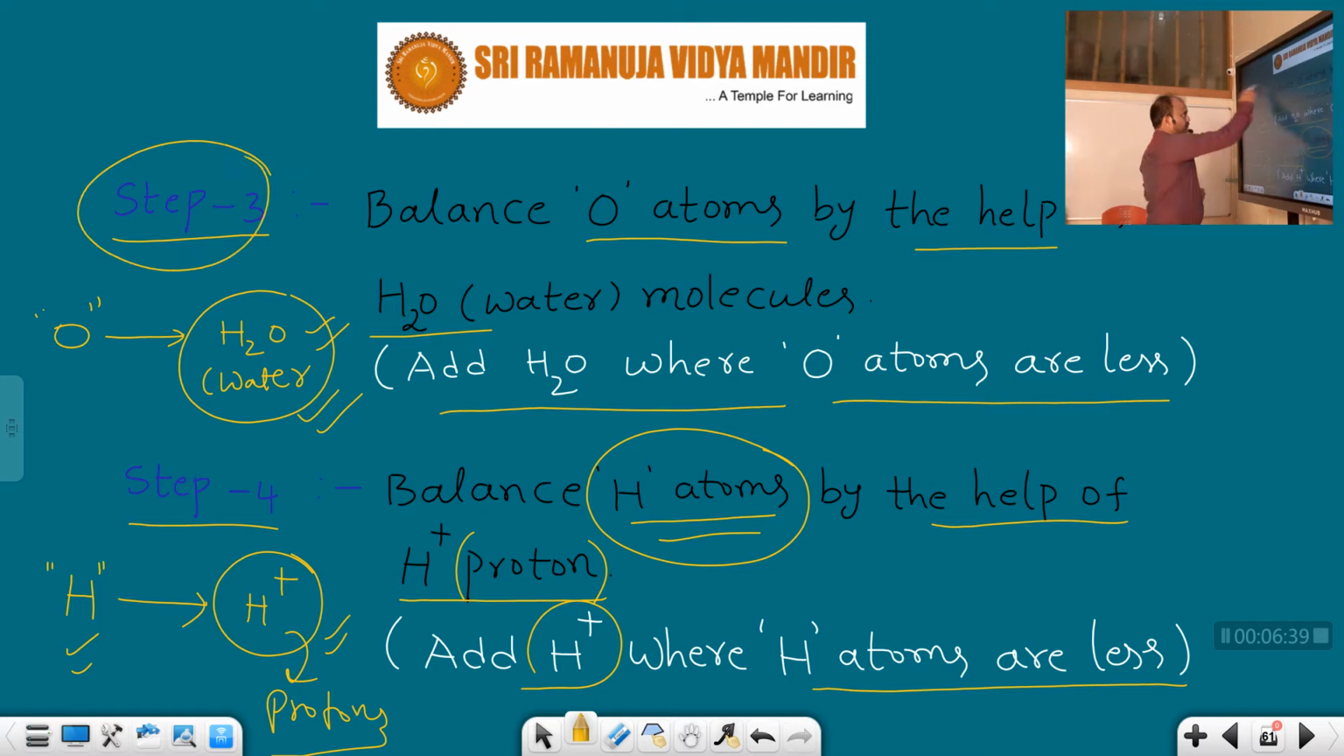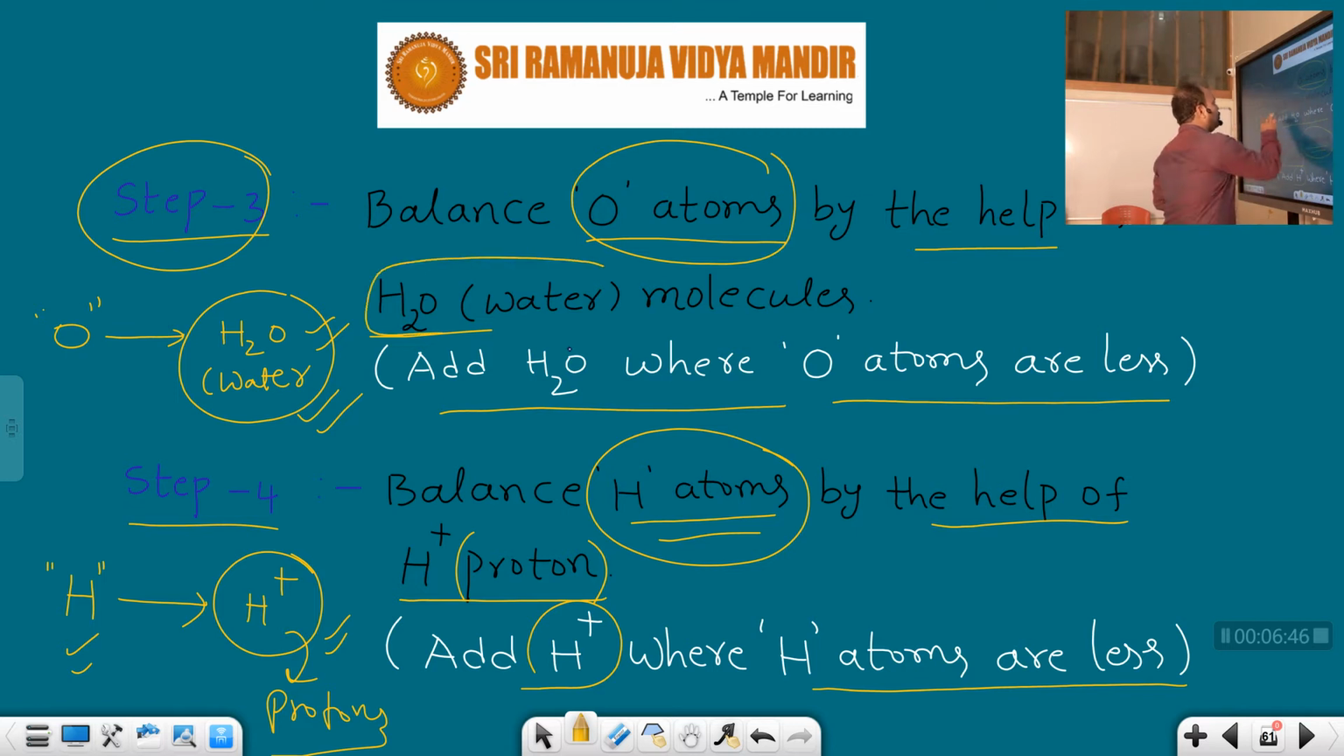Step 3: now we are going to balance oxygen atoms. How to balance the oxygen atoms? With the help of water molecules. Where the oxygen deficiency is, that side we add water molecules. That's why I am saying: add H2O molecules where oxygen atoms are fewer.